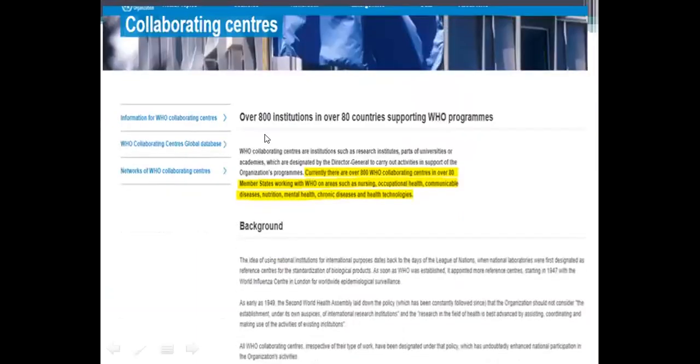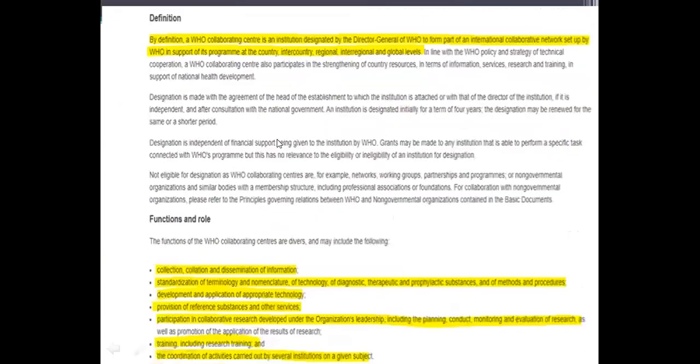Collaborating Centers. Over 800 institutions in over 80 countries support WHO programs, and member states work with WHO in areas such as nursing, occupational health, communicable disease, nutrition, mental health, chronic disease, and health technologies. By definition, a WHO Collaborating Center is an institution designated by the Director General of WHO to form part of an international collaborative network set up by WHO and support its programs at country, regional, and global level.